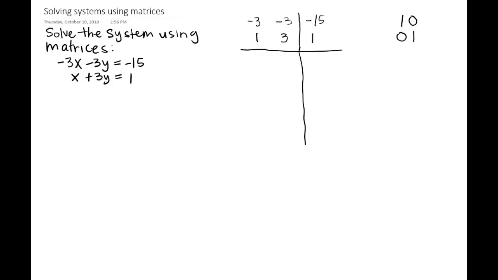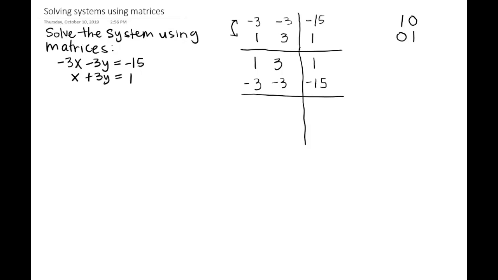And so I notice right off the bat that I have a 1 down here in the bottom row, but I want to have it in the top row. So I'm going to use the rule where I can switch the 2 rows with each other. So that's all I'm going to do on this first step. Just switching the rows.